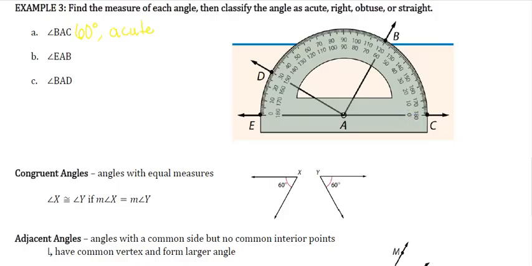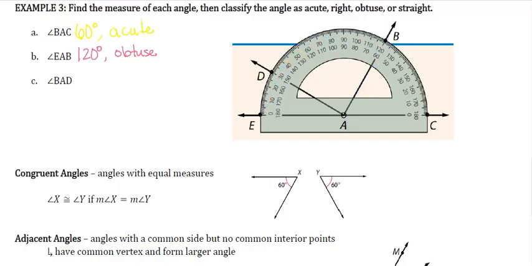All right, next up is angle EAB. So here we have E. We're going over to vertex A and up to this endpoint B. Again, this line has a 0 on it right here on the outside. So if we follow that all the way around up to the other endpoint, what measure is angle EAB? Perfect, it's 120 degrees. Is 120 degrees acute, right, obtuse, or straight? Well, it's greater than 90, so it is obtuse. Excellent. We're moving right along.